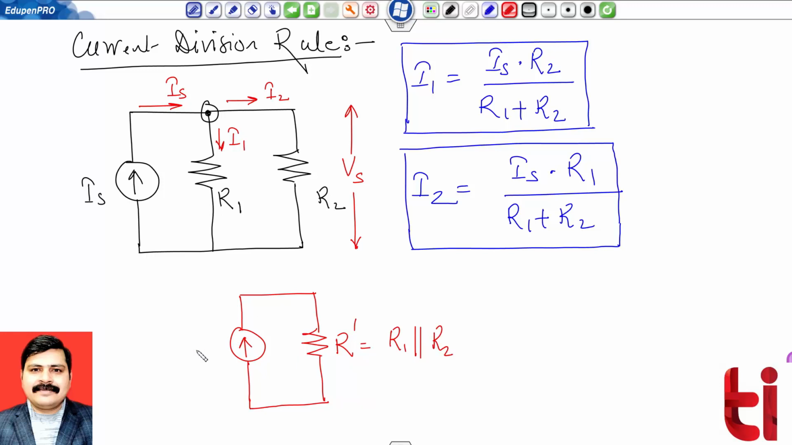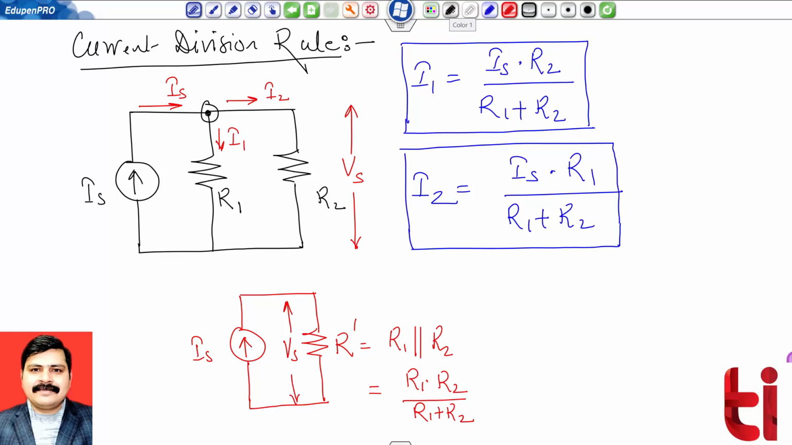and which we can easily calculate. So this was my Is, and you know that in parallel this Vs is the same because we know that in parallel configuration voltage is always the same. So now one can easily find this value, and this will be R1 into R2 divided by R1 plus R2.